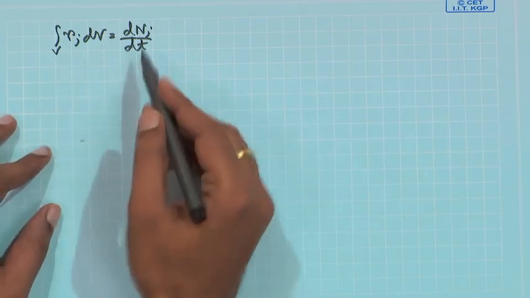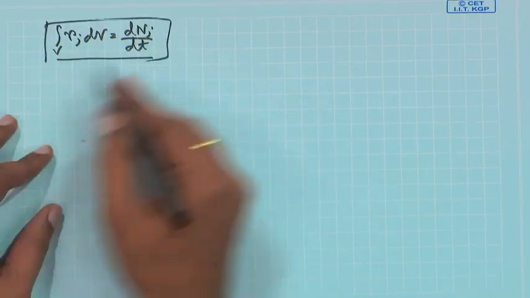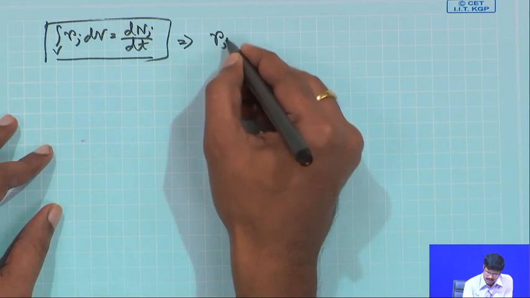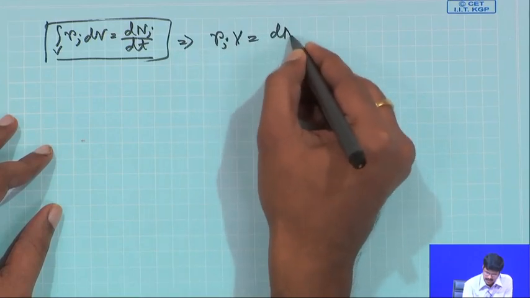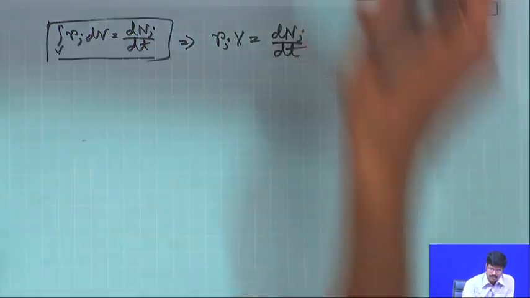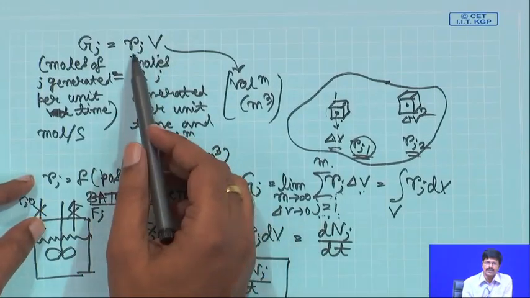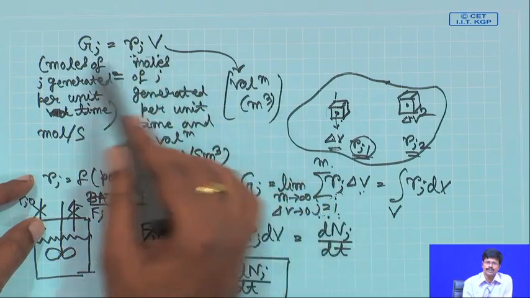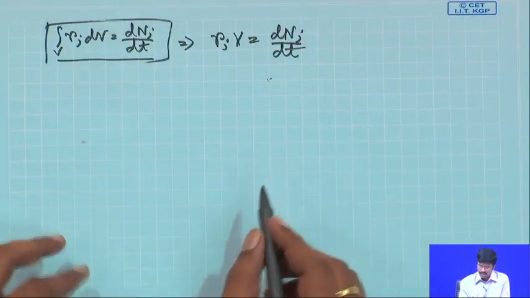If you are mixing it well enough, then the temperature is constant all throughout at a particular time. Temperature and composition are constant, and the reaction rate is also constant. So then this expression becomes Rj V equals dnj/dt. You can take out this integral because if Rj does not vary from point to point, then this is the equation. If it varies, then you have the integral. So, this becomes the design equation.